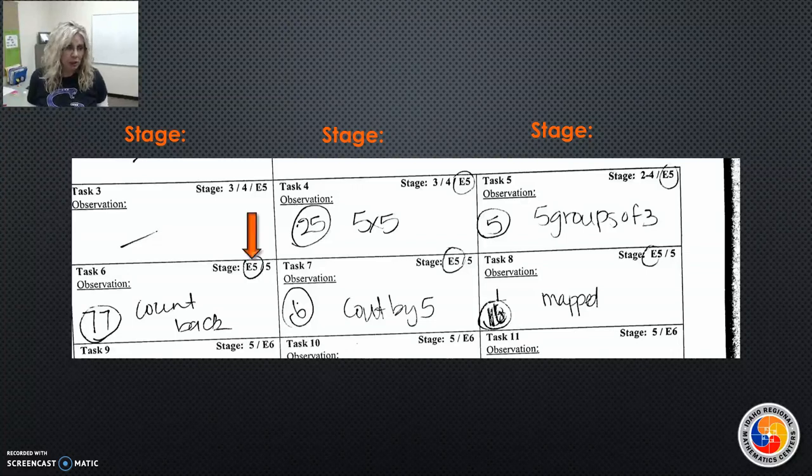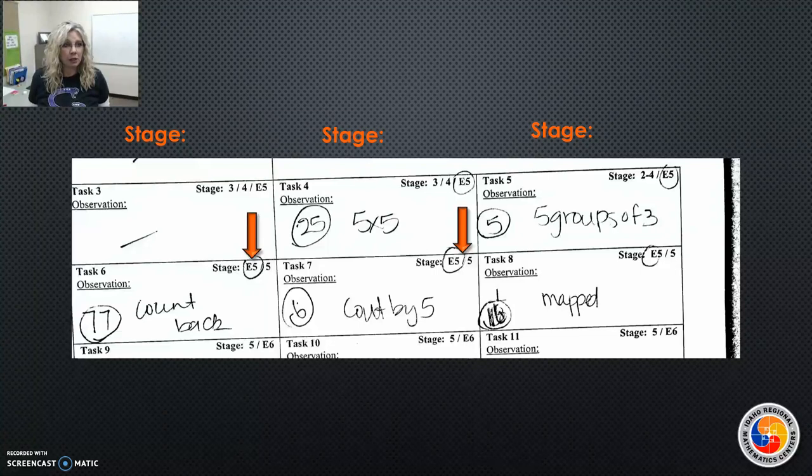If we look at the addition and subtraction domain, we see that the teacher scored this as an E5. And if I look at task 6, I can go see that counting back in the strategy descriptions was listed under the E5 or earlier stages. So I'm going to score that one as an E5.